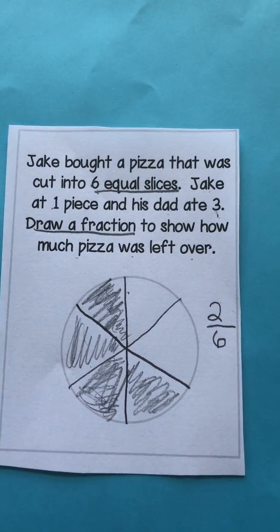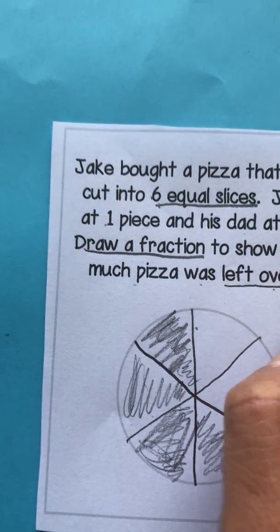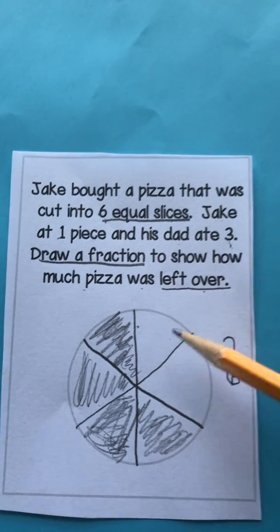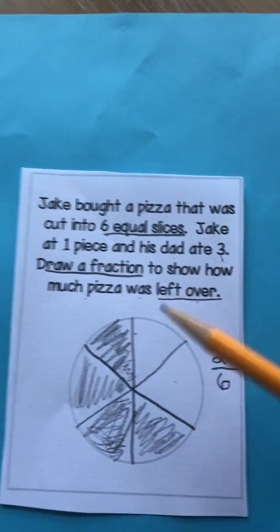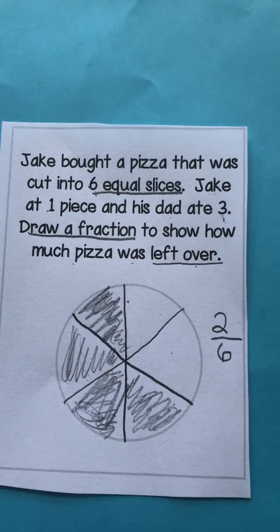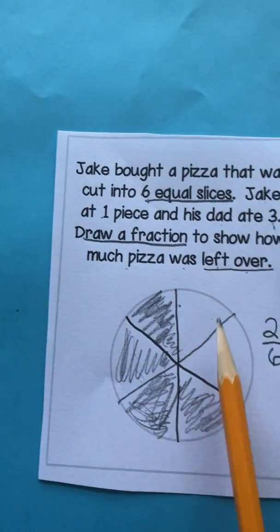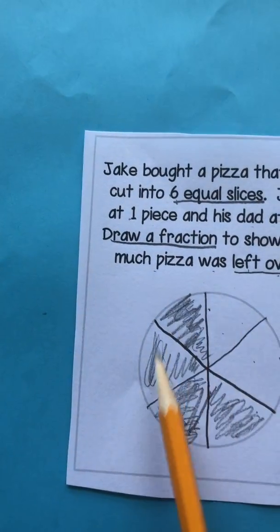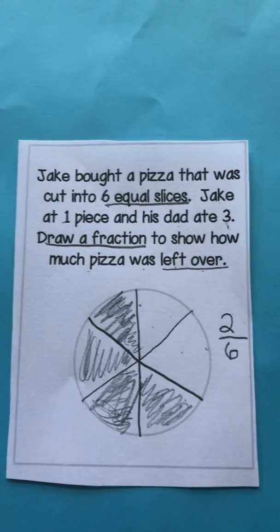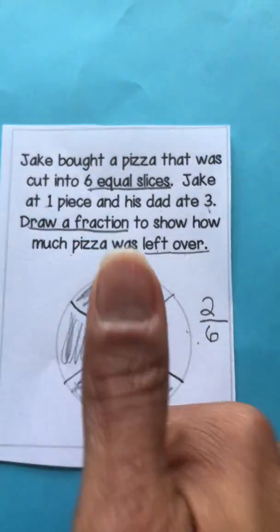What's the key word there? Very good. Left over. So you're supposed to look at what was not eaten. The shaded parts represent how much was eaten by Jake and his dad. But we have to see what's left over, and there's only 2 parts of the whole that are left over, which represents 2/6. Awesome job.